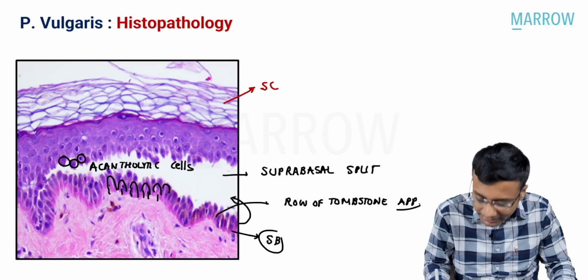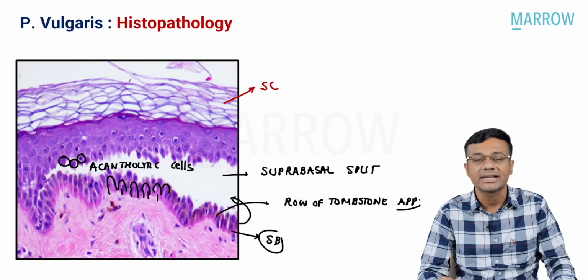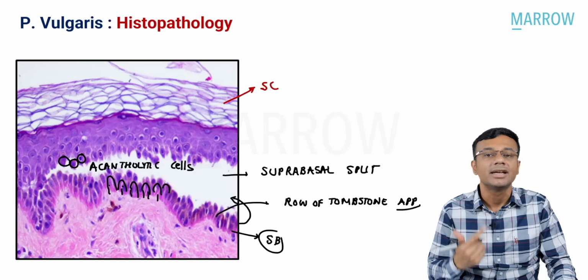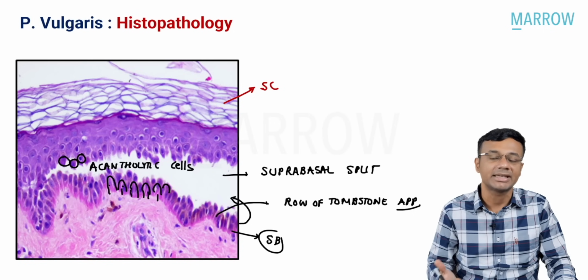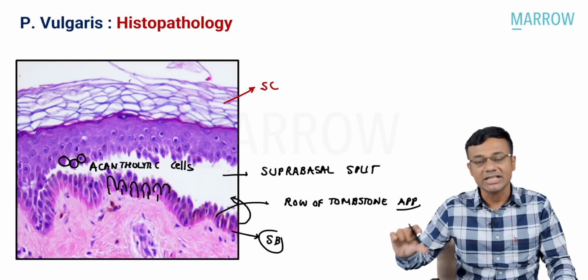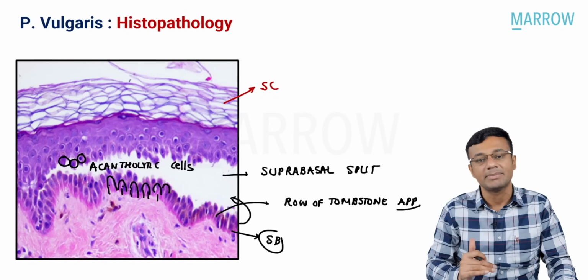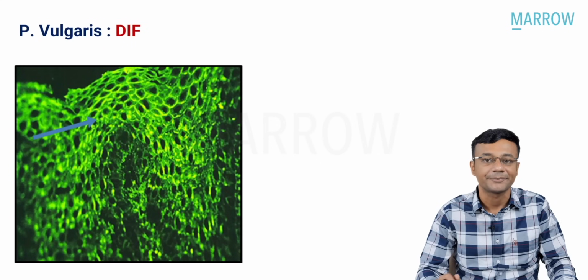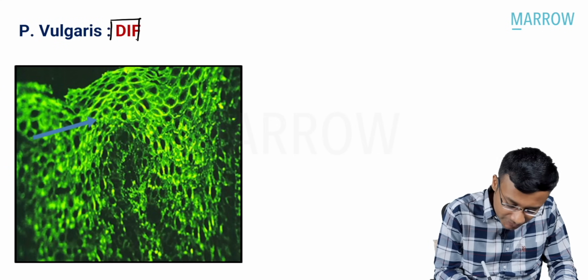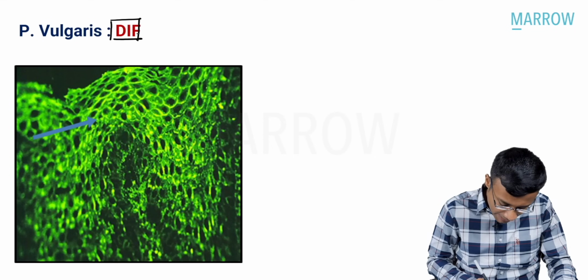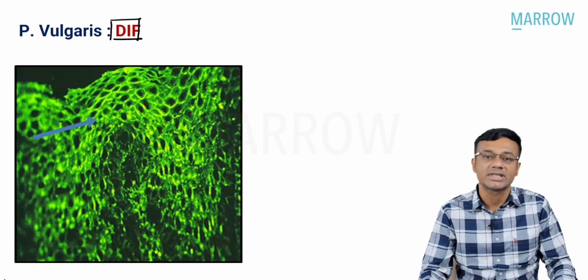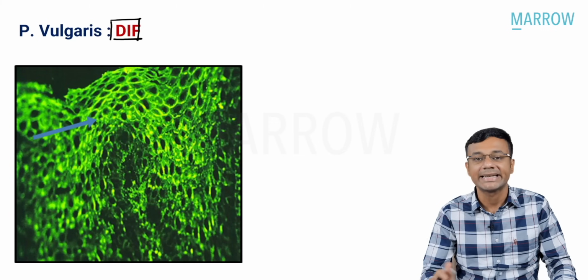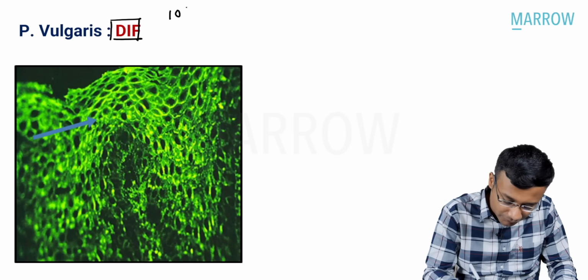So once again, to revise quickly, 3 important points in pemphigus vulgaris. Number 1, suprabasal split. Number 2, acantholytic cells. And number 3, the attachment of the basal cells to the basement membrane zone. This is compared to a row of tombstone appearance. Next, we move on to direct immunofluorescence, which is the investigation of choice here. Here we detect the immunoreactants which are depositing by fluorescein tagged antibodies.